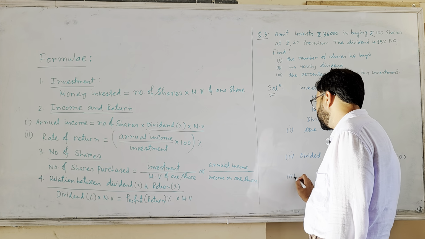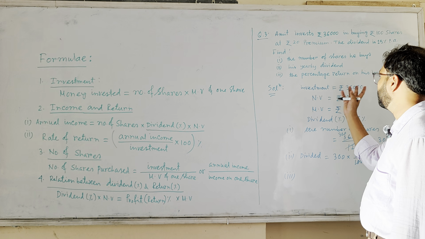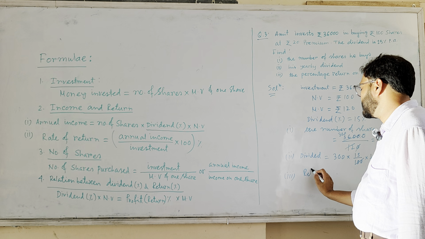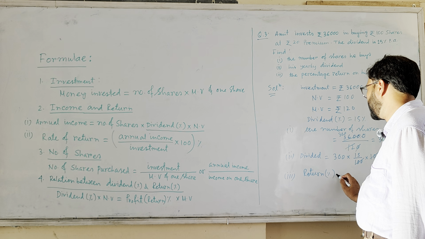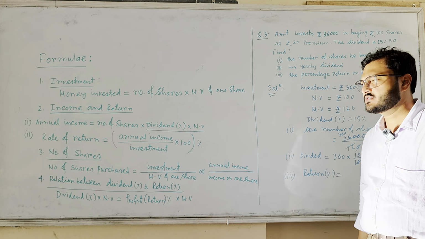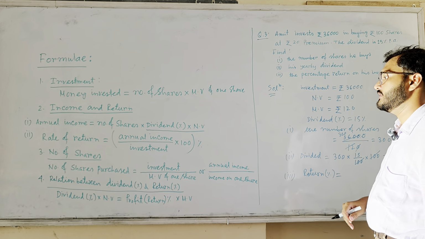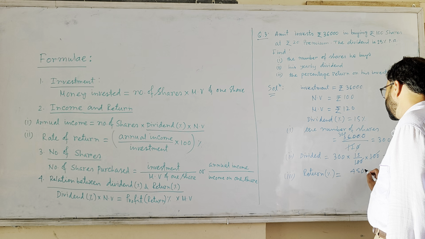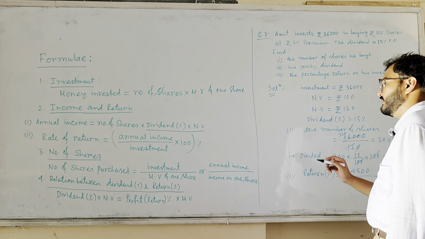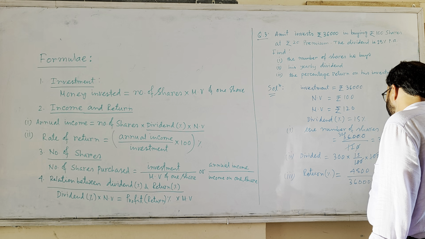And the last one, step by step, very easy: the percentage of return. Return percentage is annual income by investment into 100%. So the annual income is 4,500 by investment 36,000 into 100%.